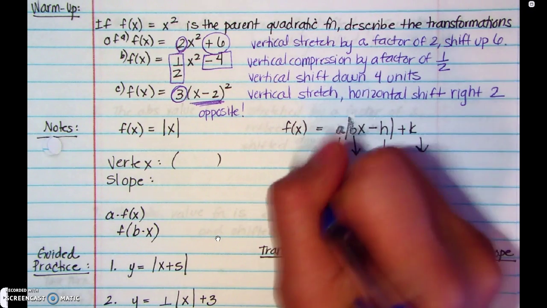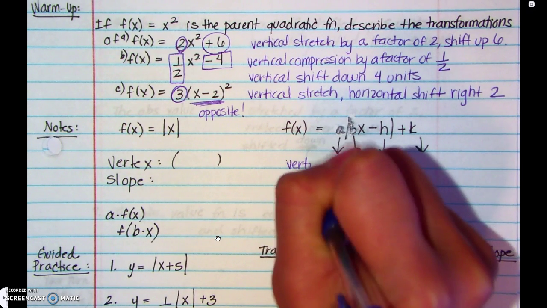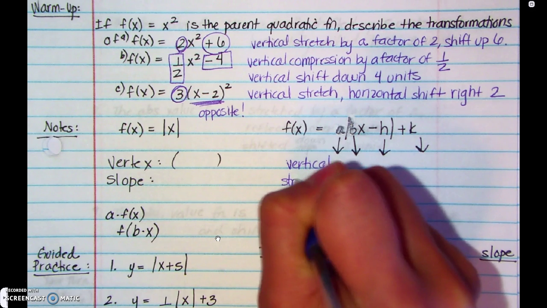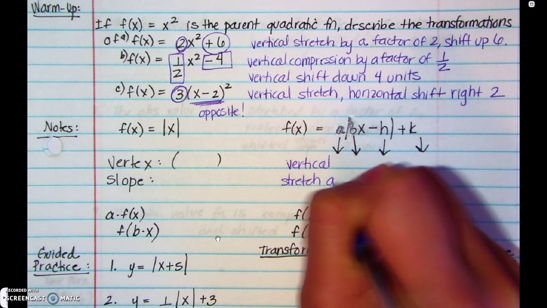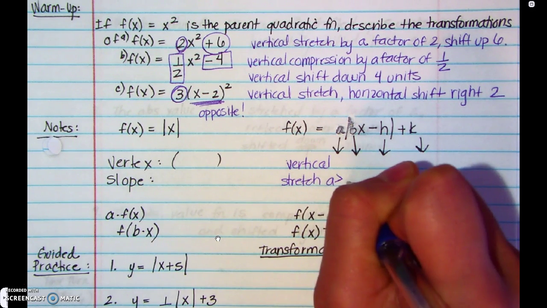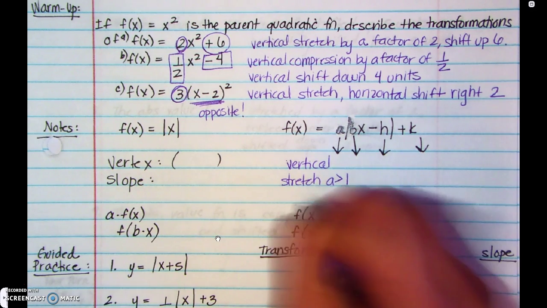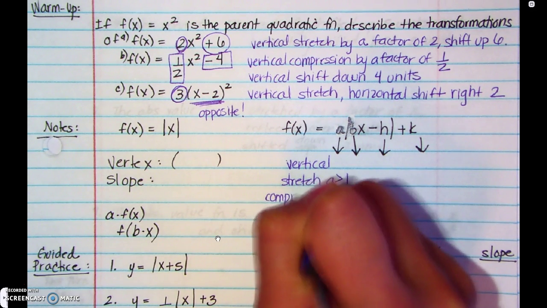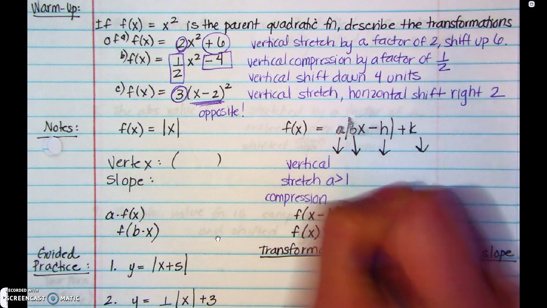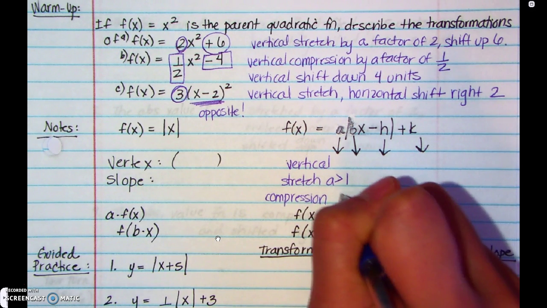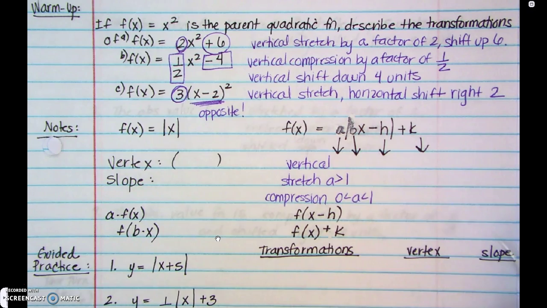So A gives you a vertical stretch if A is greater than 1, or it is a compression if A is between 0 and 1. In other words, if it's a fraction.